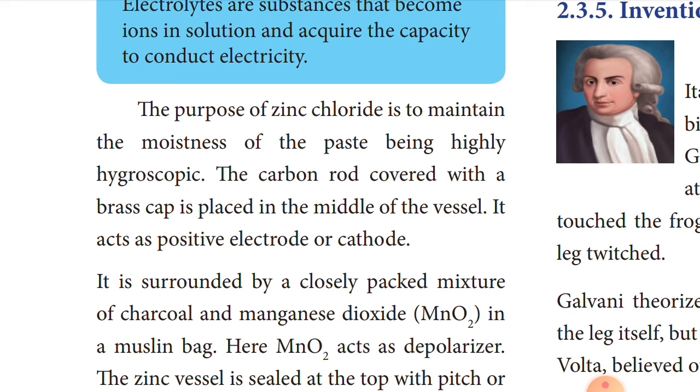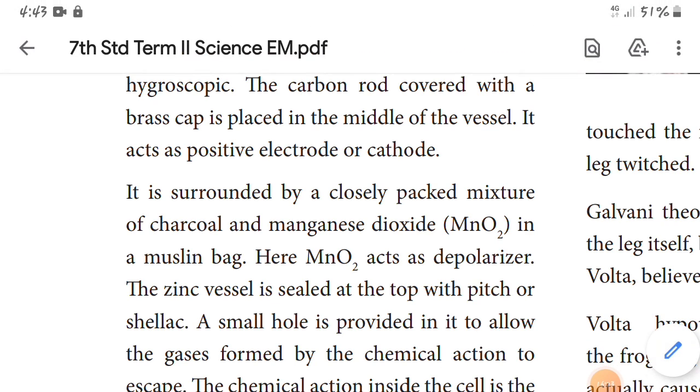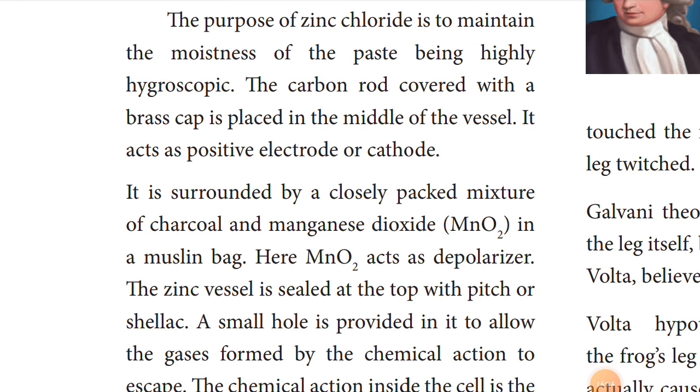The purpose of zinc chloride is to maintain the moistness of the paste, being highly hygroscopic. The carbon rod, fitted with a brass cap, is placed in the middle of the vessel. It acts as the positive electrode, children, or cathode. It is surrounded by a paste of charcoal and manganese dioxide, MnO2, in a muslin bag. Here MnO2 means manganese dioxide. And the zinc vessel is sealed at the top with pitch or wax.